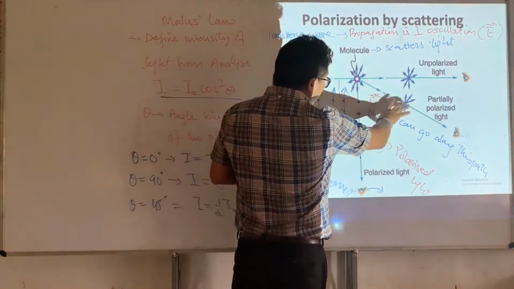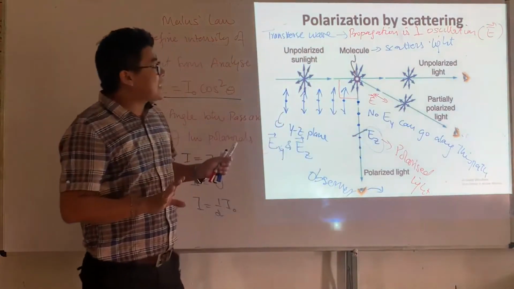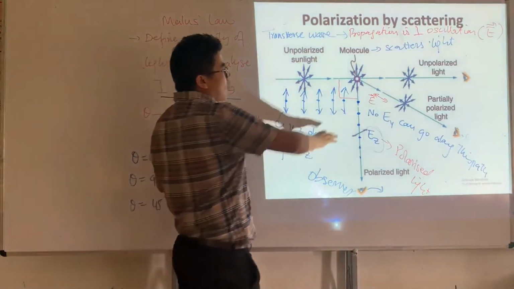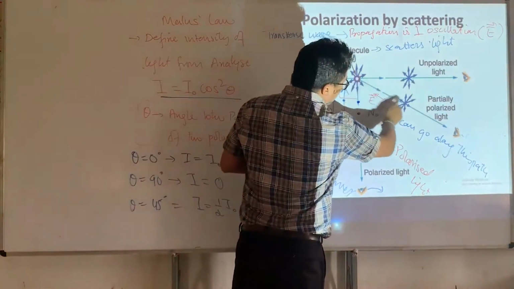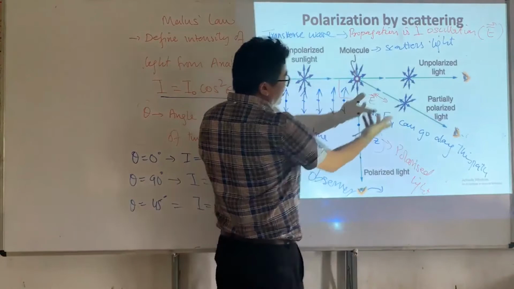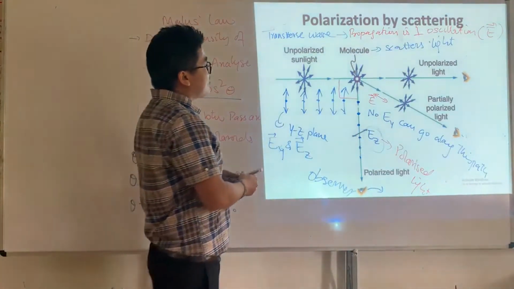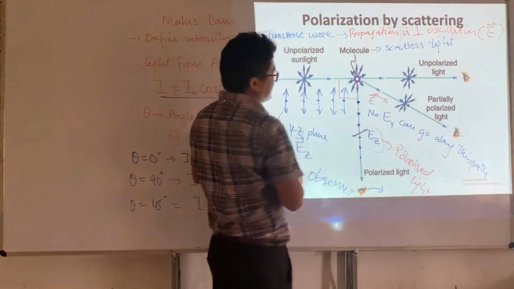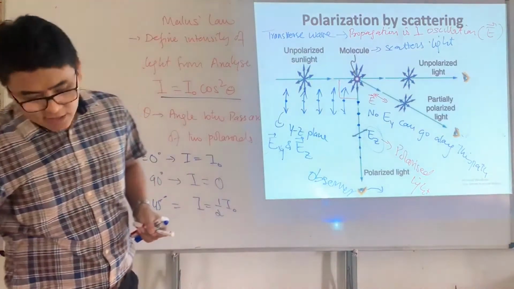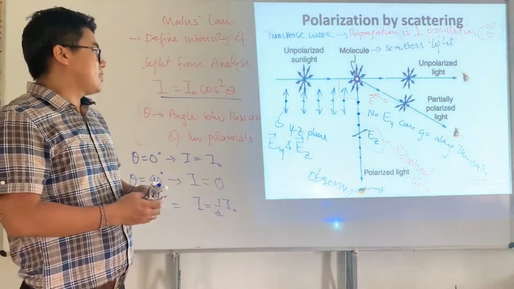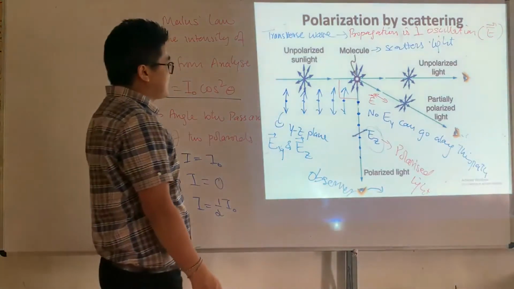So not the entire y-axis of the electric field could go through this path. Why? Because this becomes again a longitudinal wave. That is not possible, right? So this is a completely unpolarized light. So this is what we define as polarization by scattering.